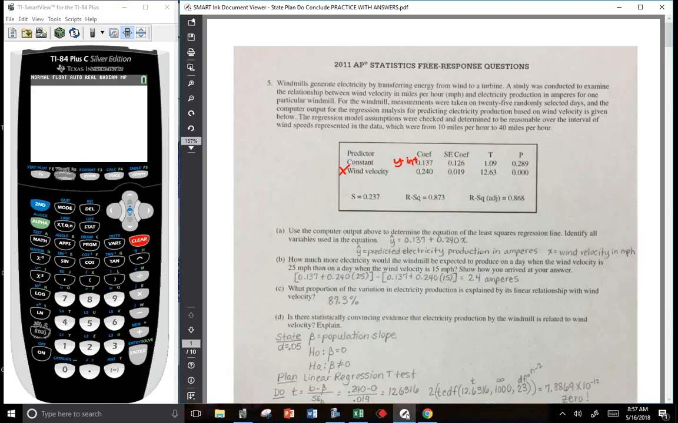The computer output for the regression analysis for predicting electricity production based on wind velocity is given below. The regression model assumptions were checked and determined to be reasonable over the interval of wind speed represented in the data, which were from 10 miles per hour to 40 miles per hour.